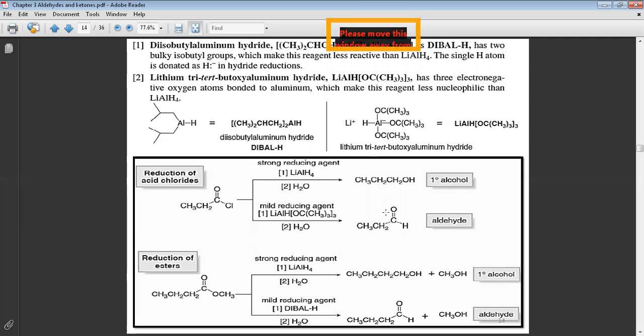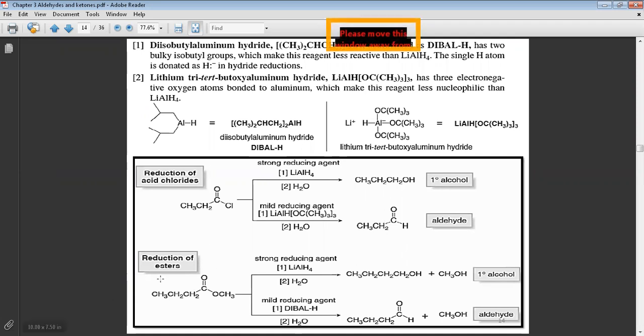We want aldehyde from the acetic chloride. Okay, for this reason we used mild reduction agent. عامل مختزل ضعيف, not very strong. Okay, to stop here, to stop at aldehyde.